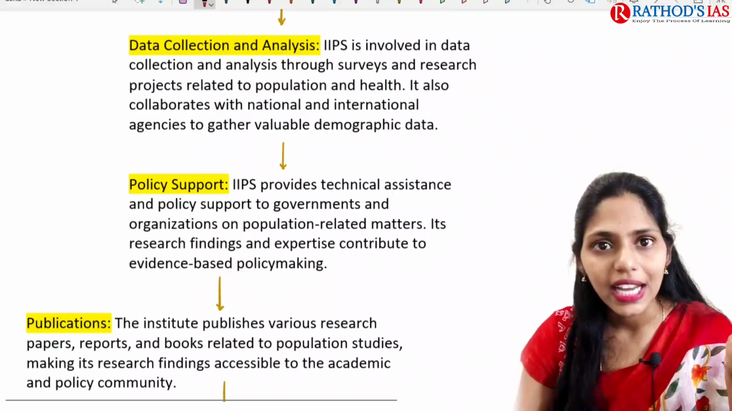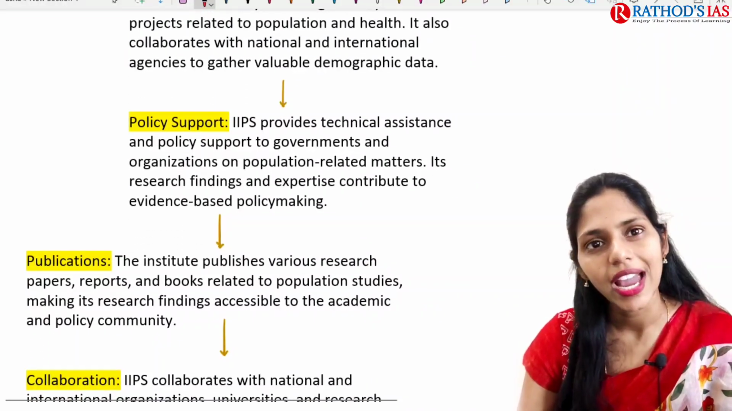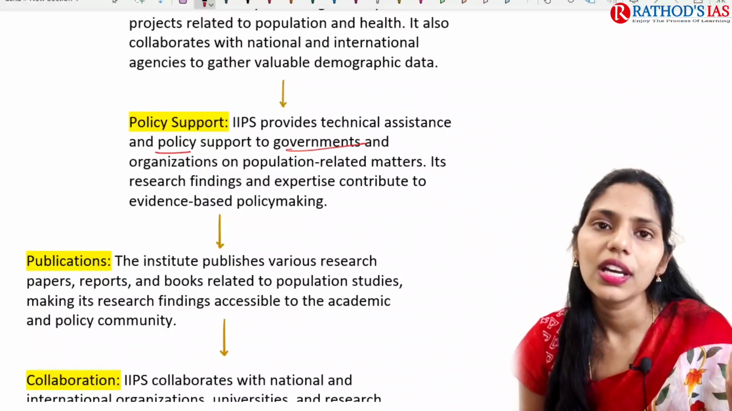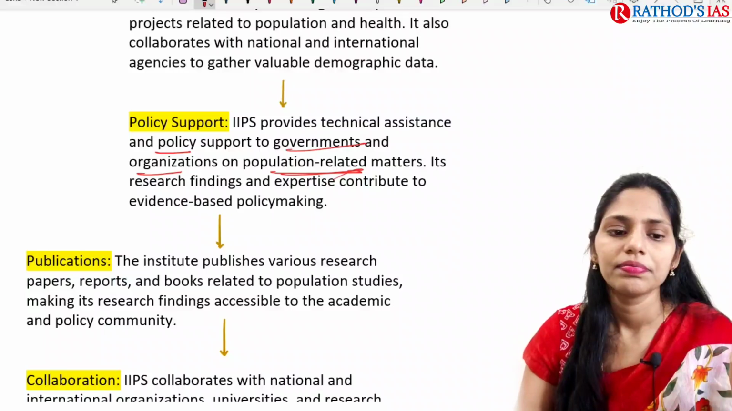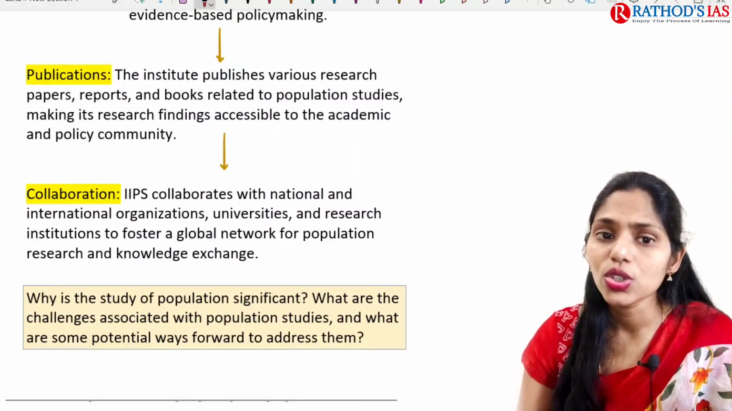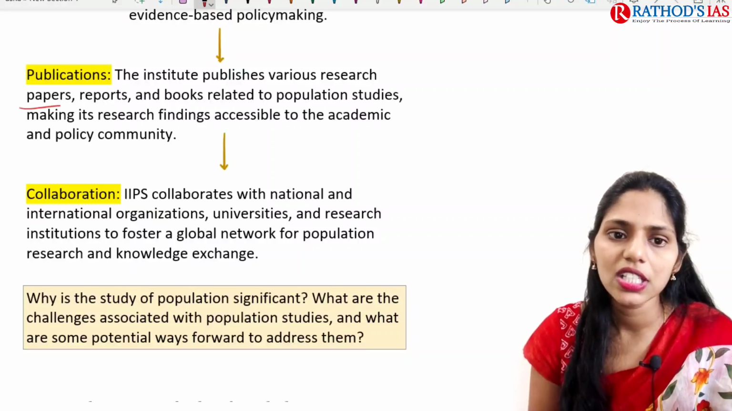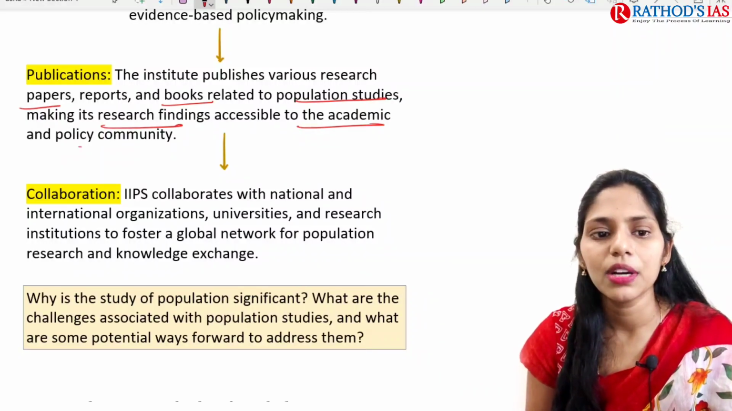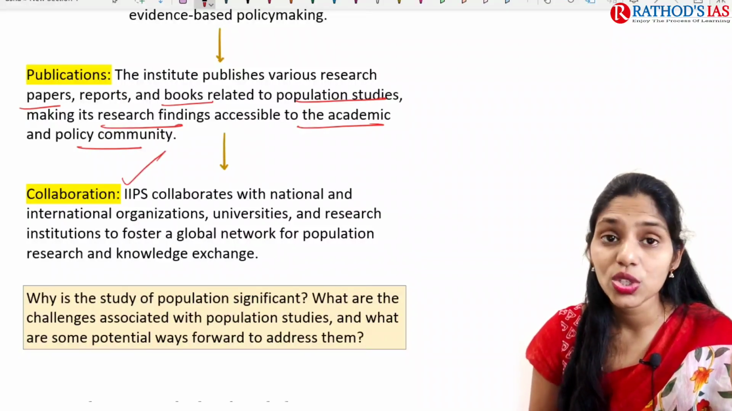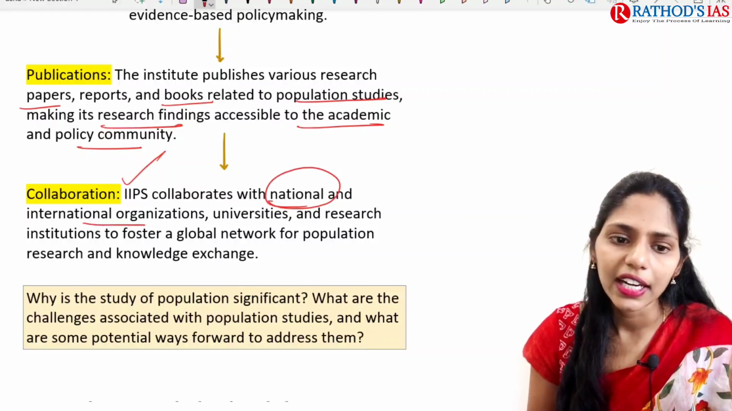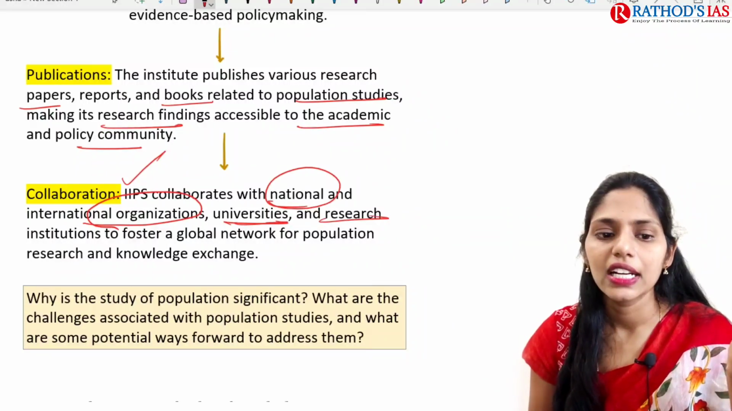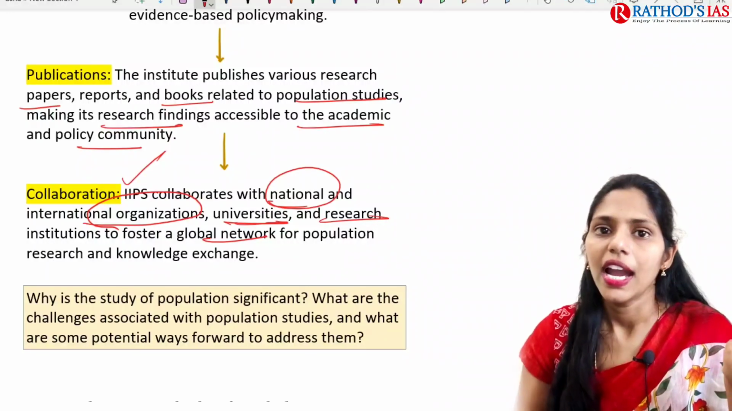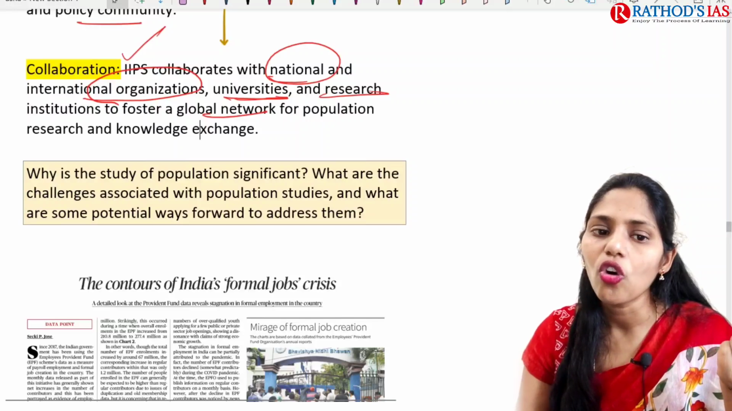And it will also be focusing on data collection and analysis of data. And it will also be helpful for policy support. So it provides technical assistance and also policy support to the government and organizations on population related matters. And if you're talking about publications, this institute publishes various reports, research papers and books related to population studies and research findings, which are accessible to the academic and policy community. So we're talking about collaboration. So IIPS collaborates with national and international organizations, universities and research institutions to foster a global network for population research and knowledge exchange.